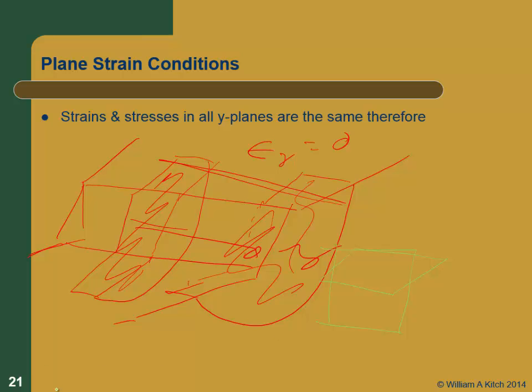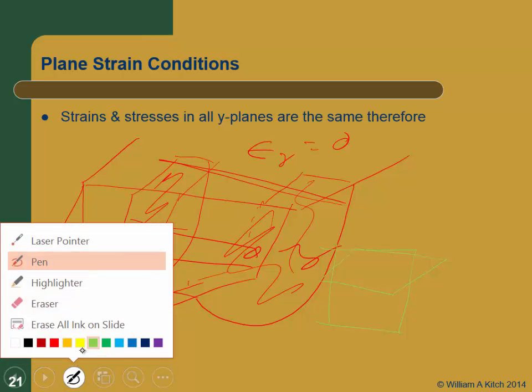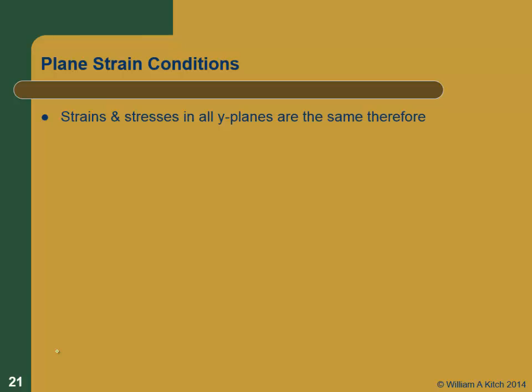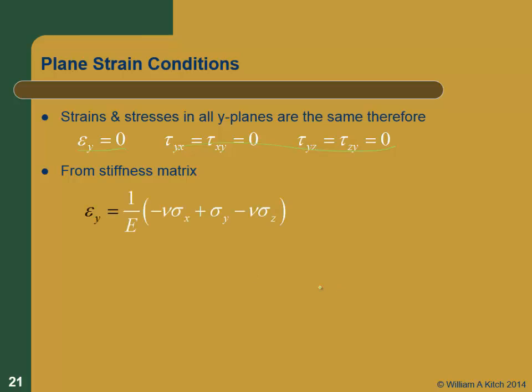So there are 3 cases, 2 I pointed out and 1 I described, where you have plane strain conditions. If we're in plane strain conditions, then there can't be any normal strain epsilon y in the y direction, or else we'd have different stresses as we moved in y. And these 2 sets of shear stresses have to be equal to 0, otherwise we'd have deformation in the y direction. So let's apply those conditions to the stiffness matrix.